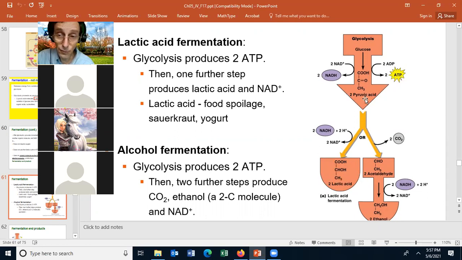And the muscles do fermentation only when they're working so hard that oxygen becomes limiting, and so aerobic respiration cannot proceed. So the muscle engages in fermentation to make ATP so the muscle can continue working. Any question about that? And like I said, this is also how we make most cheeses, yogurt, sauerkraut, and most other fermented foods.